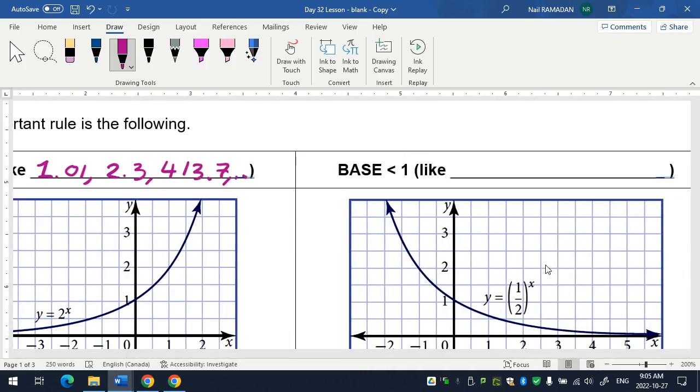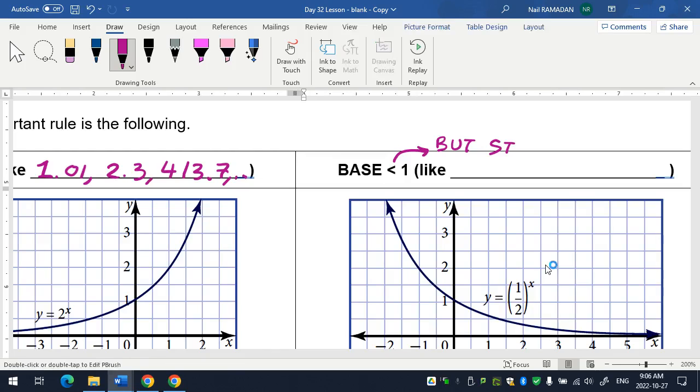Base what? What's this one? Less than 1, but still what? Positive or negative? Can your base ever be negative? It has to be positive. Oh, sorry. This. Well, so it's 413.7. Yeah, thank you. You can put any number you want as long as it's bigger than 1. So I chose 1.01, 2.3, 413.7.